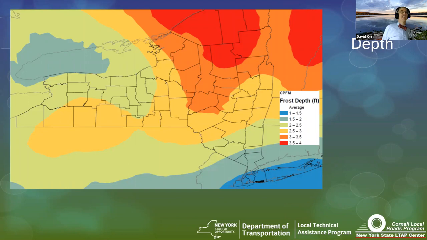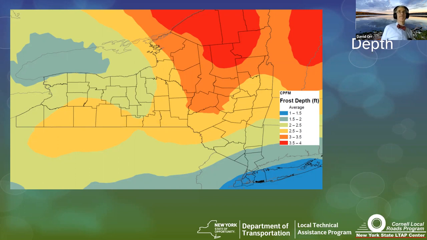And as you can see, this is average frost depth over a 20-year period. This is under a road, by the way, not under the ground, because it doesn't go as deep under the ground. But under the road, we're talking 4 feet up in large parts of the North Country. Down Long Island, a foot and a half, probably just gets below the pavement surface for a low volume road.